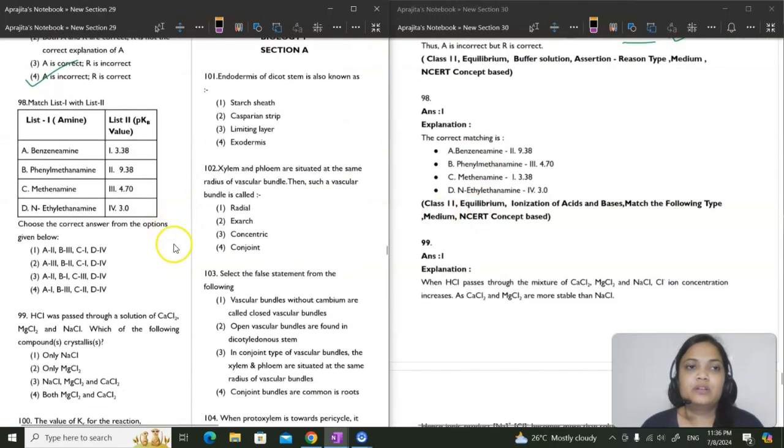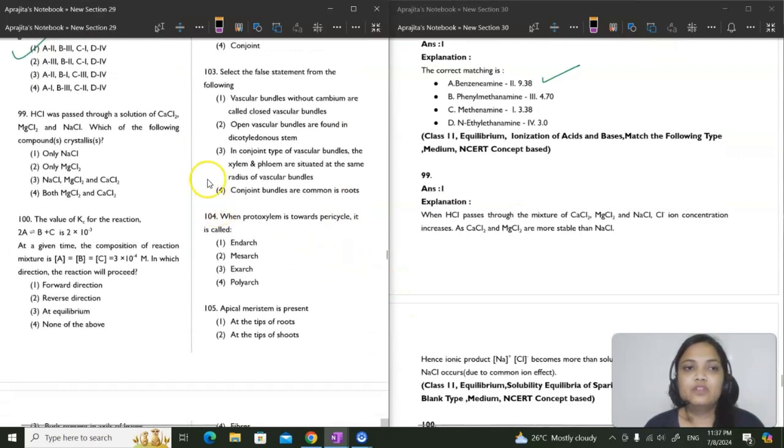Next question. Here we have to match the list with their pK values that you have to remember. For benzene amine it's 9.38, phenyl methane amine it's 4.70, methane amine it's 3.38, and ethyl ethane amine it's 3.0. So the answer is option 1.